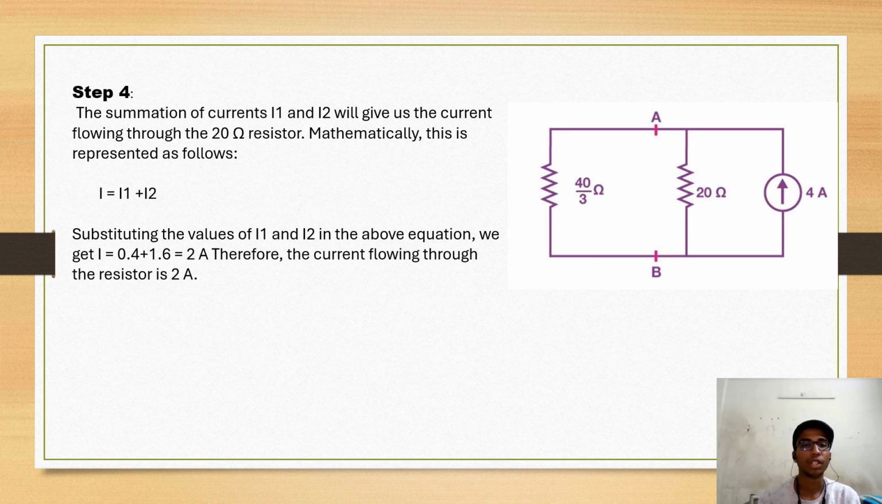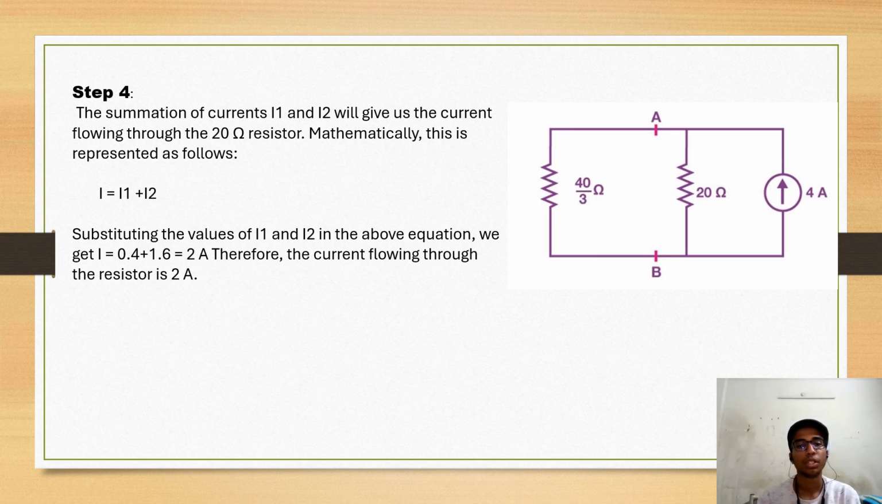Now, step 4 is the summation. That means we have to add algebraically both values, considering the individual responses. The summation of currents I1 and I2 will give us the current flowing through the 20 ohm resistance. Mathematically, this is represented as follows: I is equal to I1 plus I2.